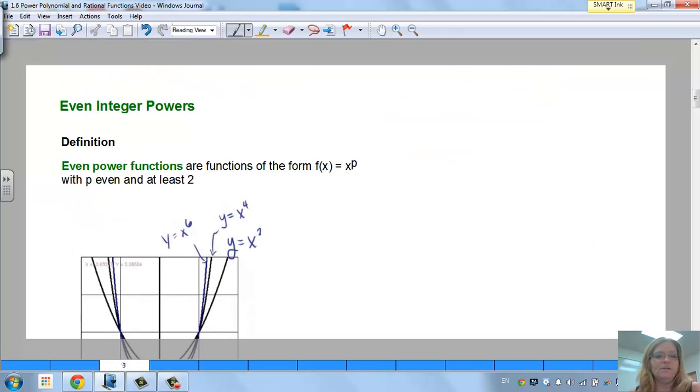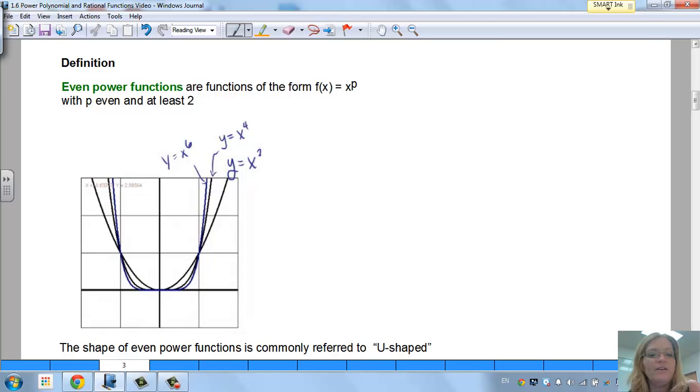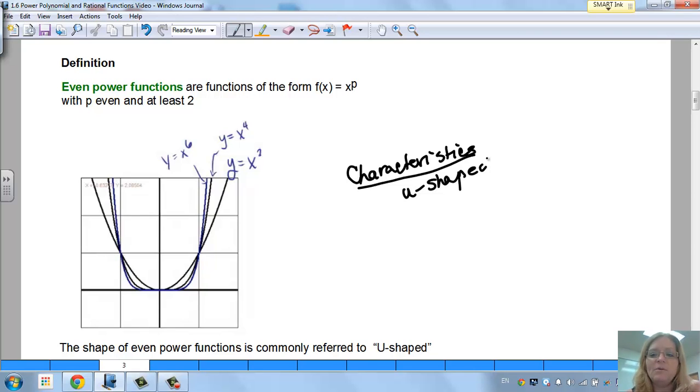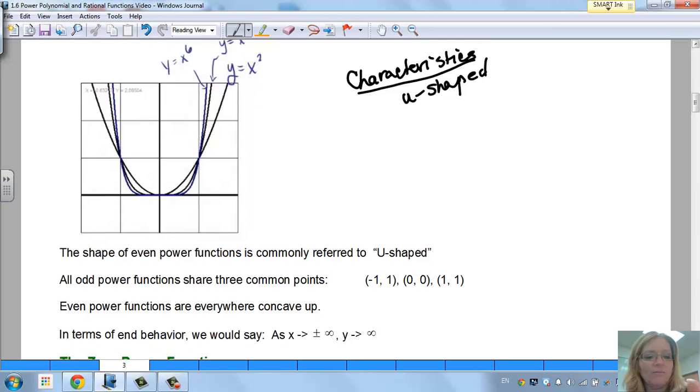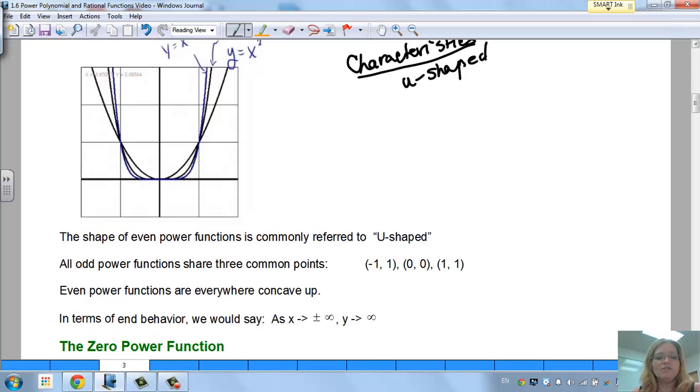The next, even integer powers. If our powers are even numbers like y equals x squared, x to the fourth, x to the sixth, and so on, you'll notice this is our main parabola. They look U-shaped, if you will. So this characteristic here is that they look U-shaped. We're used to parabolas, but look at what x to the fourth and x to the sixth look like. They look very similar, except they're getting narrower and narrower as the power gets higher and higher. So we call the shape of even power functions U-shaped, like I told you above.